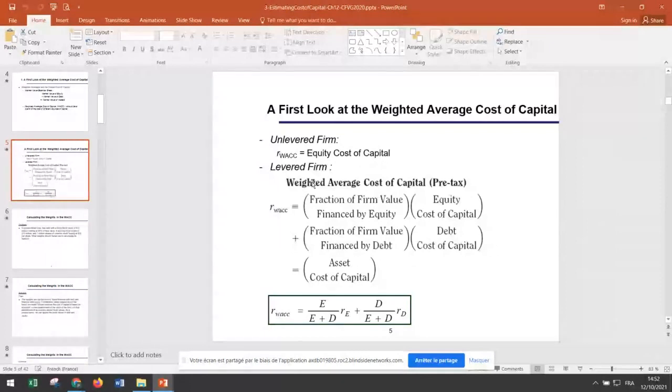then you have to calculate the asset cost of capital of this company, in the form of the RWACC. The RWACC is equal to the fraction of firm value financed by equity multiplied by the equity cost of capital, plus the fraction of firm value financed by debt multiplied by the debt cost of capital. Okay, which is this formula. Very straightforward, this chapter.